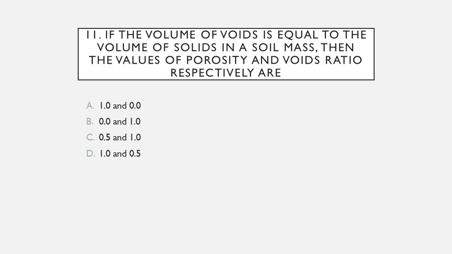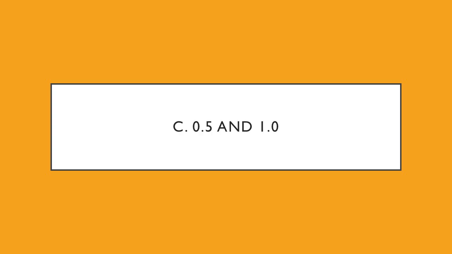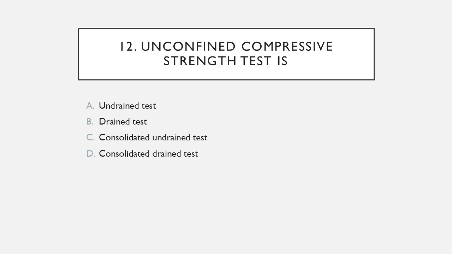11. If the volume of voids is equal to the volume of solids in a soil mass, then the values of porosity and voids ratio respectively are: A. 1.0 and 0.0. B. 0.0 and 1.0. C. 0.5 and 1.0. D. 1.0 and 0.5. C. 0.5 and 1.0.